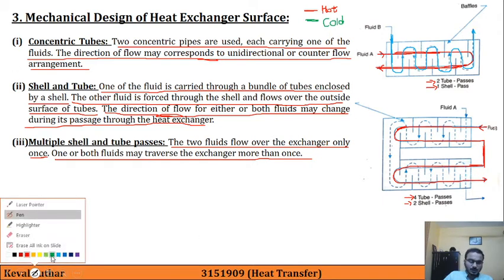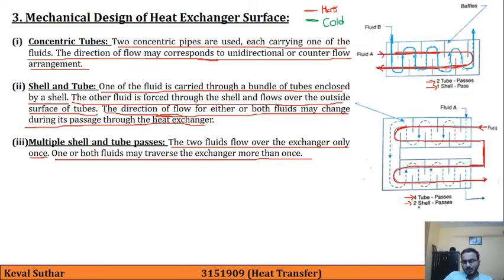Now regarding the cold fluid, which is shown to have 2 shell passes. So let's begin from here. So why are there 2 shell passes? Because here, this is the first shell pass. And now it will enter into the second shell pass, that is over at the bottom portion.